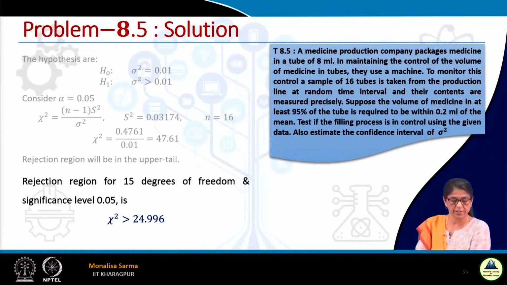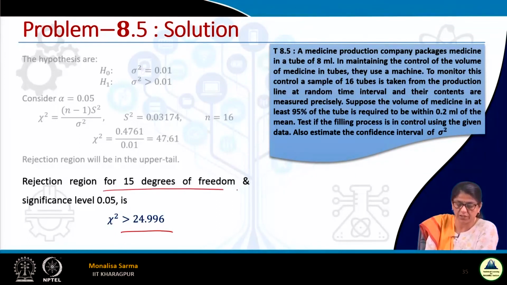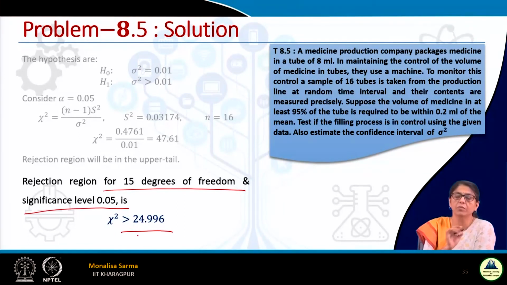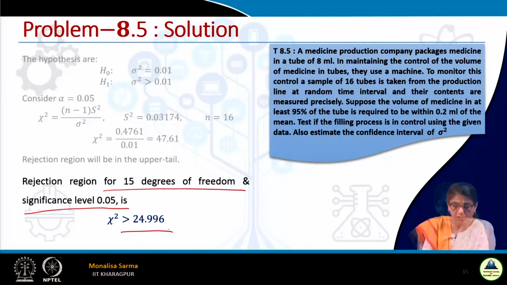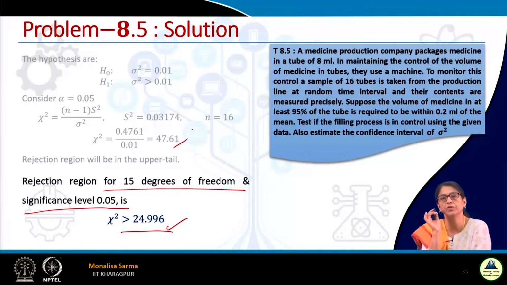So what is the rejection region? Rejection region is 24.996, for 15 degrees of freedom and significance level of 0.05 from the chi square table. This table is available in all standard textbooks. Even if you don't consult a standard textbook, you just Google chi square table, Z table, whatever it is, you will get the table. So this rejection region is for values greater than 24.996. What is our value? Our value is 47.61. So definitely we reject the null hypothesis.